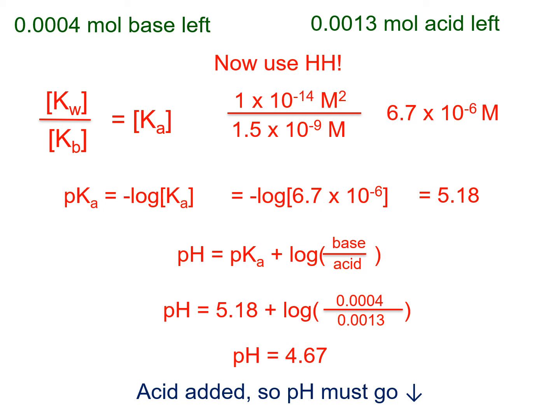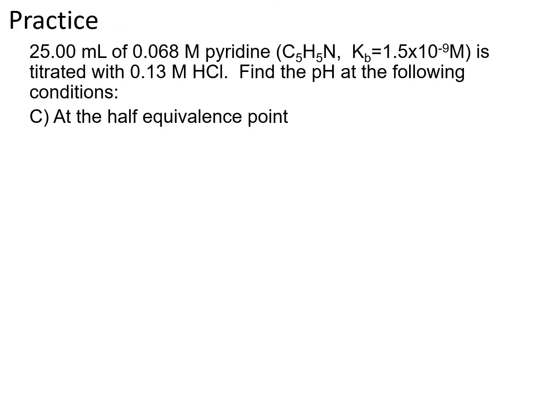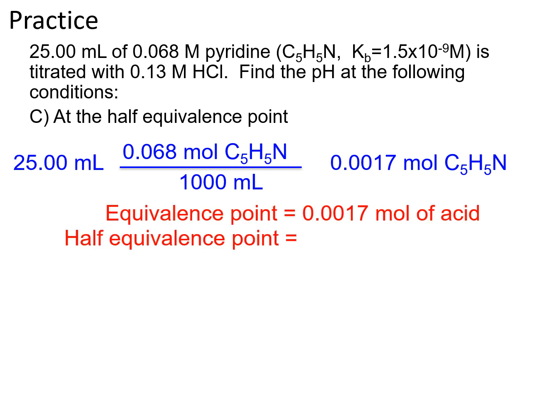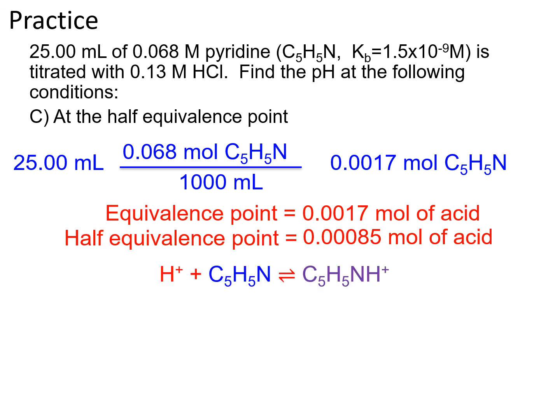Again, I added acid here to the solution, so I should see my pH going down. At the half equivalence point, I know how many moles of pyridine I have from the previous part, but I put it up here again. At the half equivalence point, I'm going to have half as many moles as I would see at the equivalence point, so I'm going to have half as many moles of acid added.